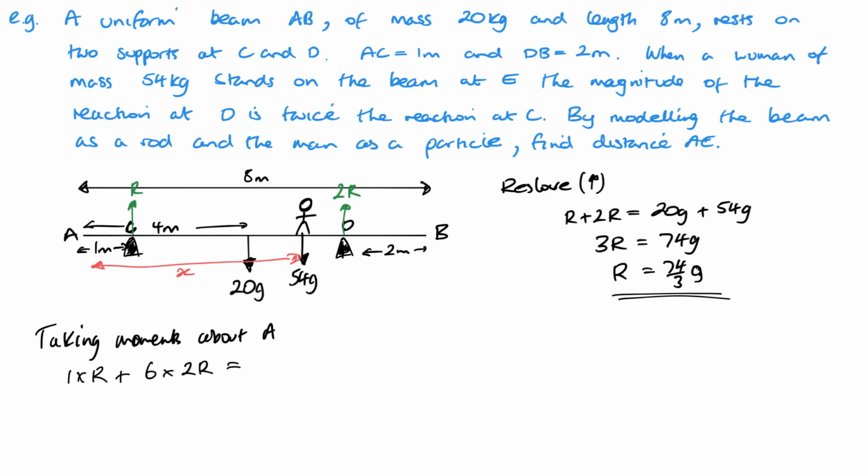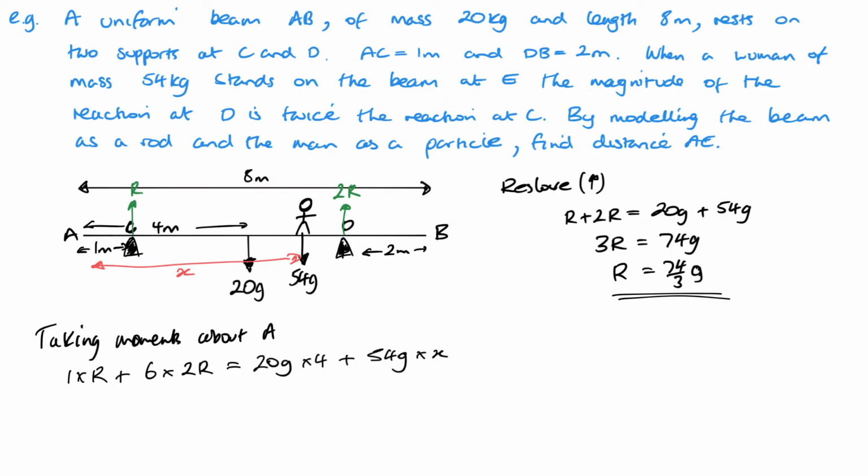So 20G times, sorry, not times X, times the distance of 4, plus 54G. This one is times X. So what I've done now is create an equation where I've got all my anti-clockwise moments on one side and my clockwise moments on the other side. Now it should be straightforward.